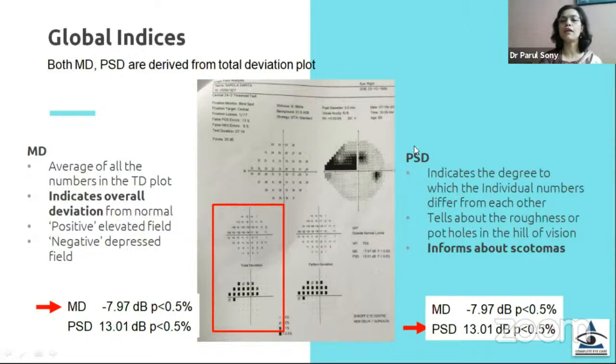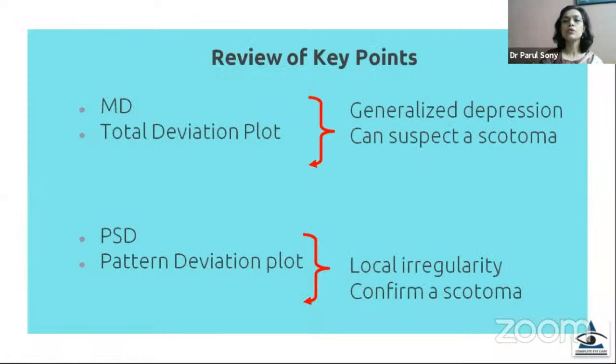And similarly, you have pattern standard deviation, which is again derived from the total deviation plot. This tells you about the localized scotomas. So the higher the pattern standard deviation values, the more advanced the field defect is. So the important key points to remember are the mean deviation and the total deviation tell you about the generalized elevation or depression of the visual field. However, more important are pattern standard deviation and the pattern deviation plot, which tell you about the localized scotoma.